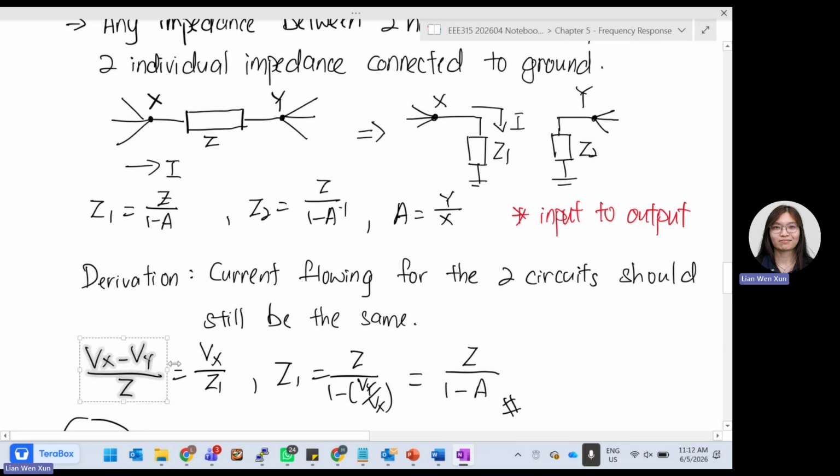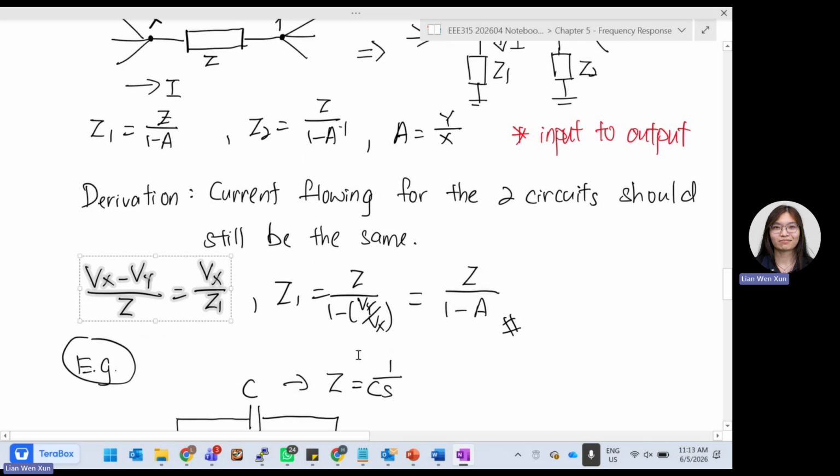We say that this current is supposed to be the same current that flows to Z1. So what's the current flowing at Z1? It will be Vx divided by Z1. Then using this formula, how do we find Z1? You just rearrange. We move Z1 up, Vx and Vy move down, Z moves up. So it becomes Z1 equals Z over 1 minus Vy over Vx.